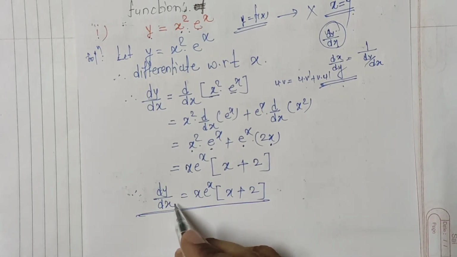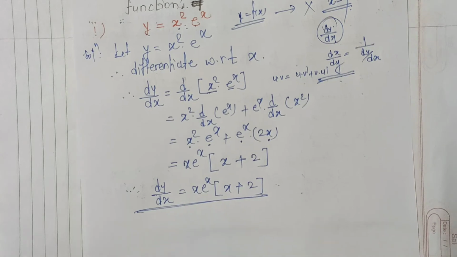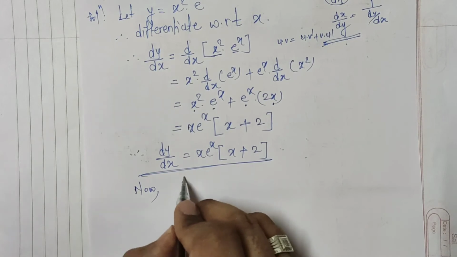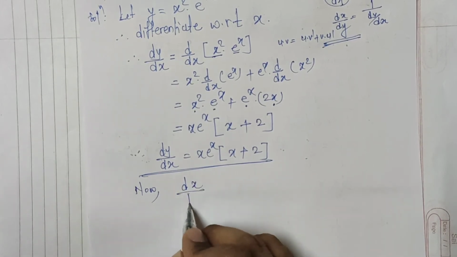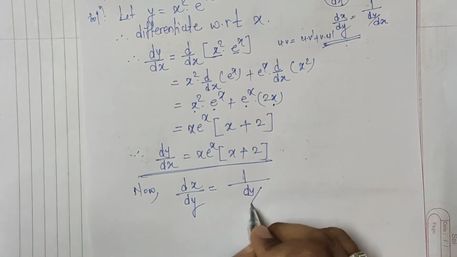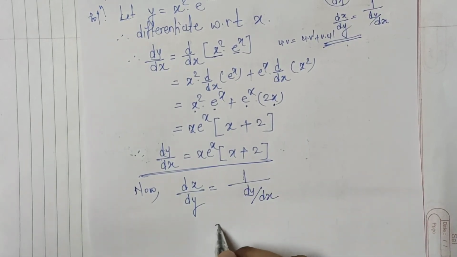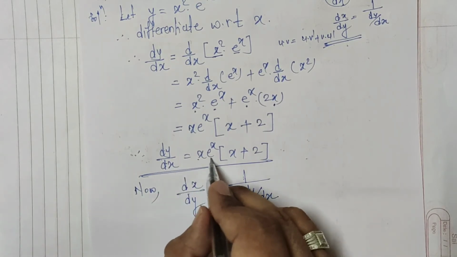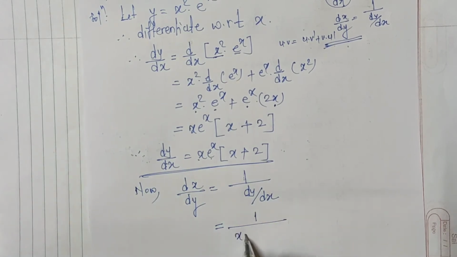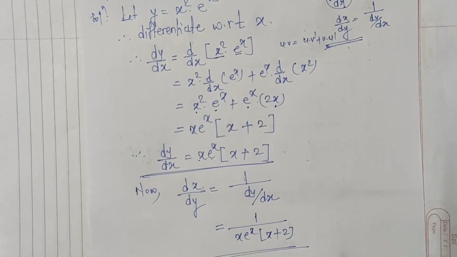But here how to find the derivative of the inverse function? So what is our rule? Derivatives of inverse function: we know that dx upon dy is equal to 1 upon dy upon dx. So what is our dy upon dx? Our dy upon dx is x e raised to x in bracket x plus 2, so dx upon dy is 1 upon x e raised to x in bracket x plus 2. This is our required answer.